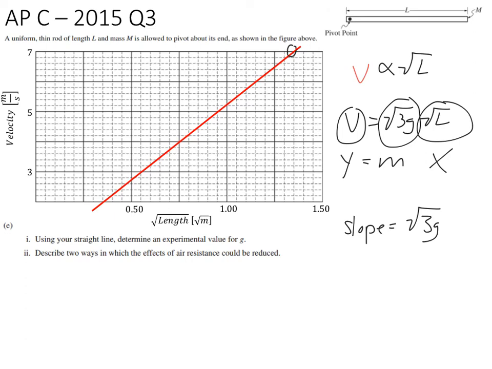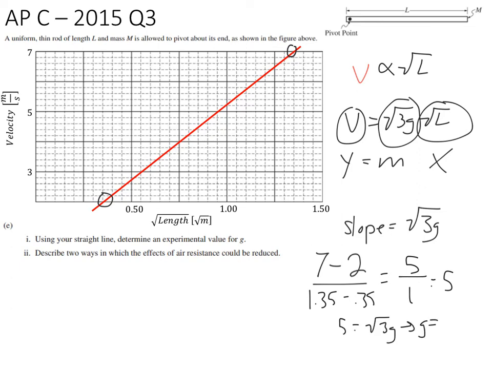Just take a few points. I could take that point, and let's see, I guess this point. Why not? When you do slope, you want to make sure that the points are as far away as possible. So that ends up being 7 minus 2 over, I believe this is 1.35 minus 0.35, 5 over 1. So the slope is 5, and that means that 5 equals rad 3g. That we get that g should equal 25 divided by 3, whatever that is. Square both sides, and then that's your answer.